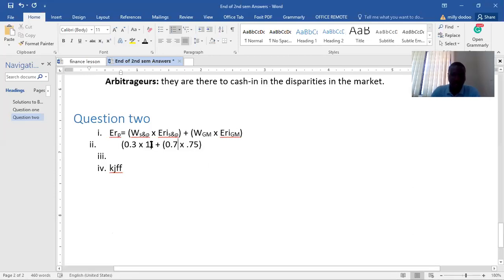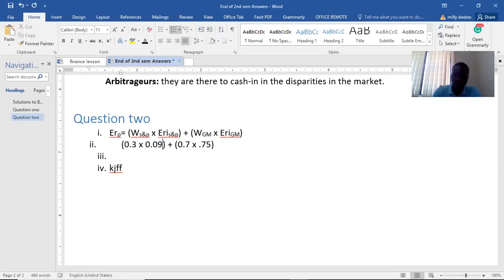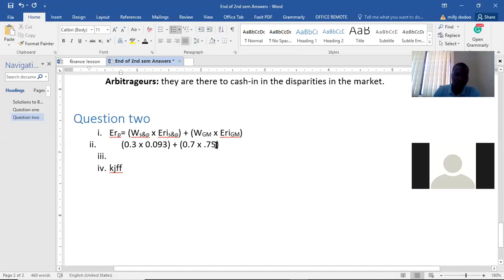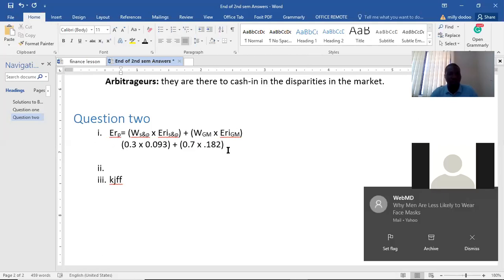So the S&P has a standalone expected return of 9.3, so 0.093. The Ghana Market Index has 18.2, so 0.182. And so therefore, when you solve it, 0.3 multiplied by 0.093, how much are you getting?